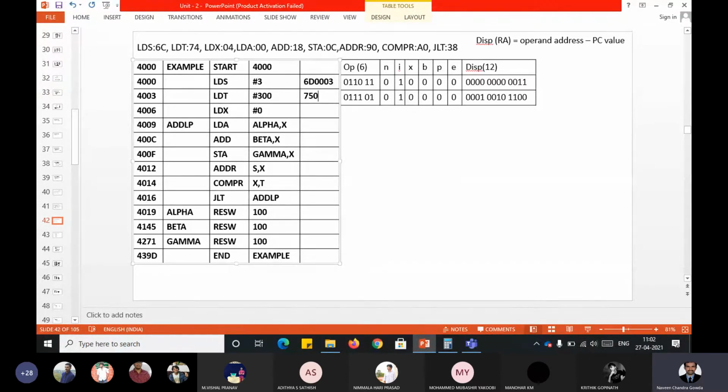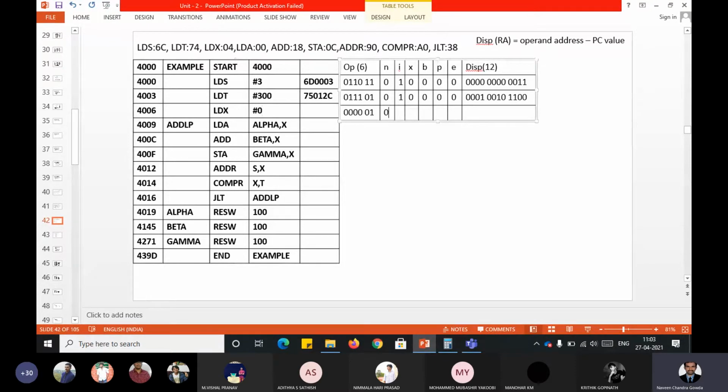Next, if I take you to the next instruction, which is LDX #0, what is the opcode for the LDX? It is 04, so let me write 0 and 01 as the first 6 bits. Again, as usual, it is #0, so it is immediate. So N is 0 and I is 1. You are not using any extra register. E will be 0 because it is format 3.